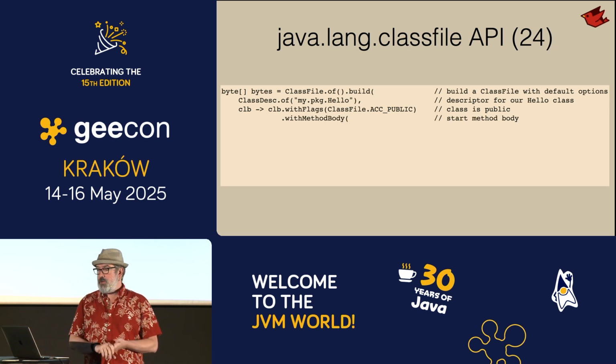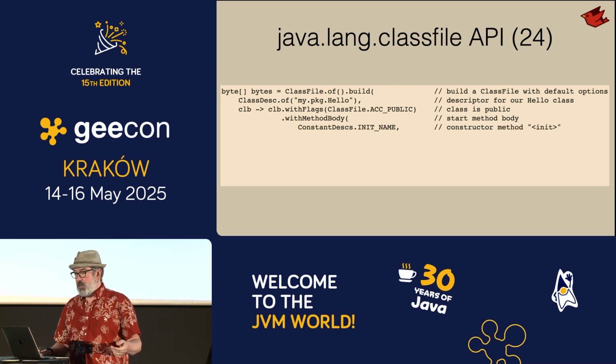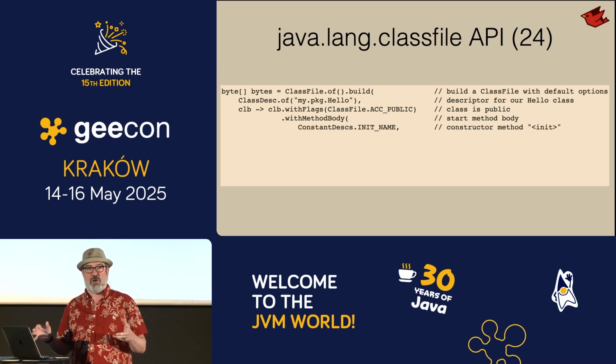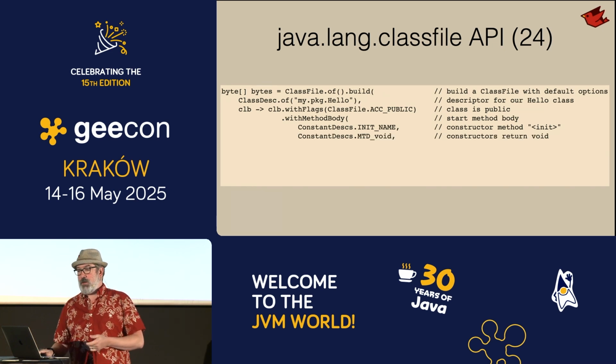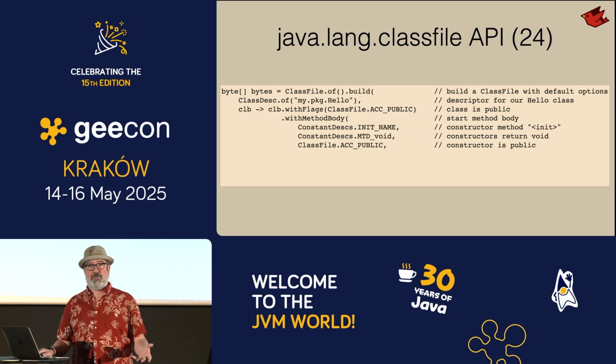Now we are within our class builder, so we want a new method body. In this case, we're doing our constructor, which is the init method in a Java class. The init method returns void. It is a public method, so people can construct this from outside of our package.